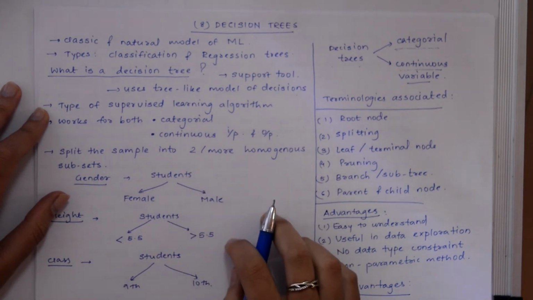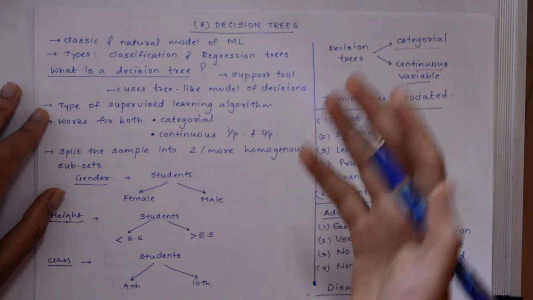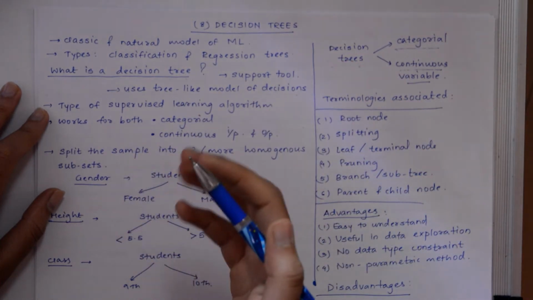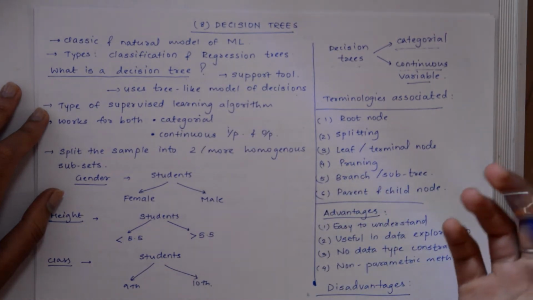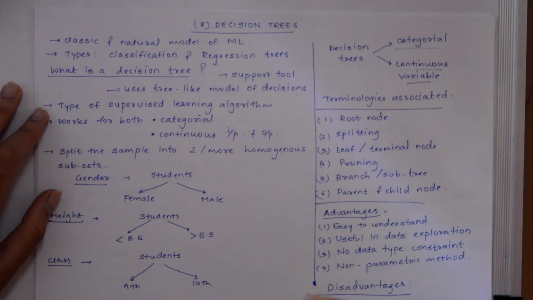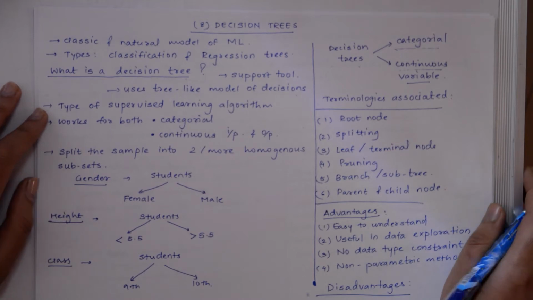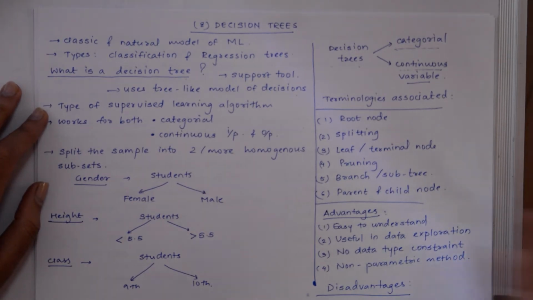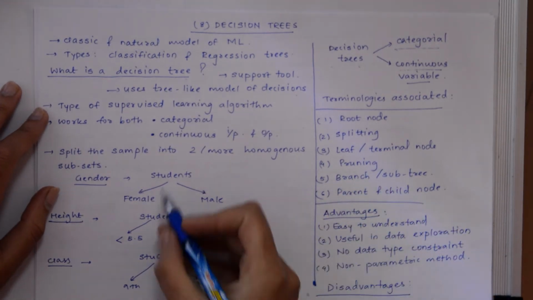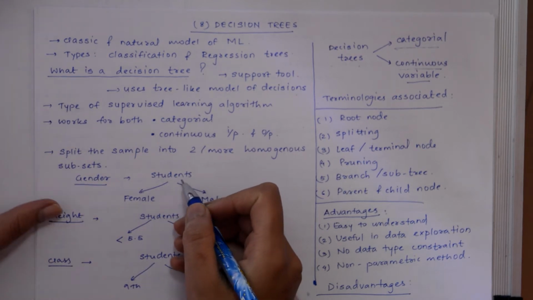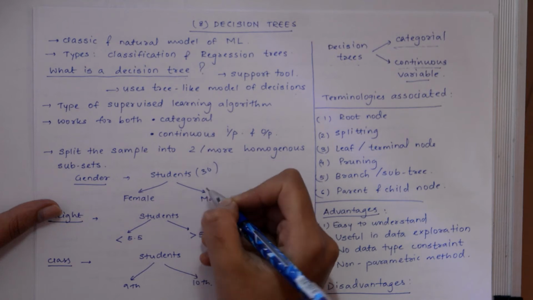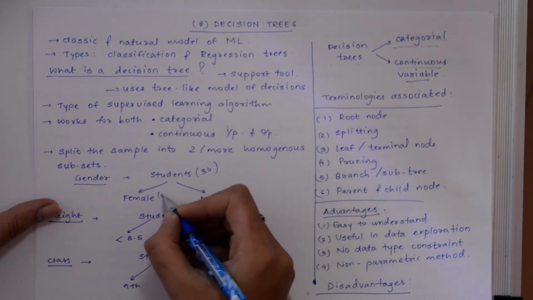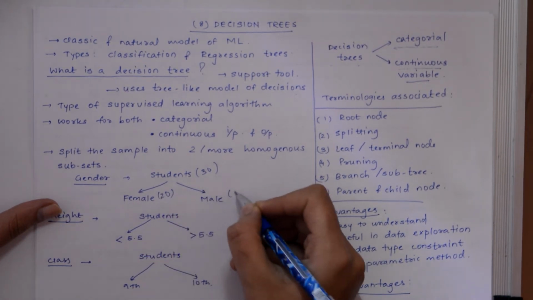In this technique, we split the population sample into two or more homogeneous sets based on significant differentiator input variables. So suppose we have a set of students and we need to split them on the basis of gender. So suppose we have 30 students and then we split it like 20 females and 10 males.